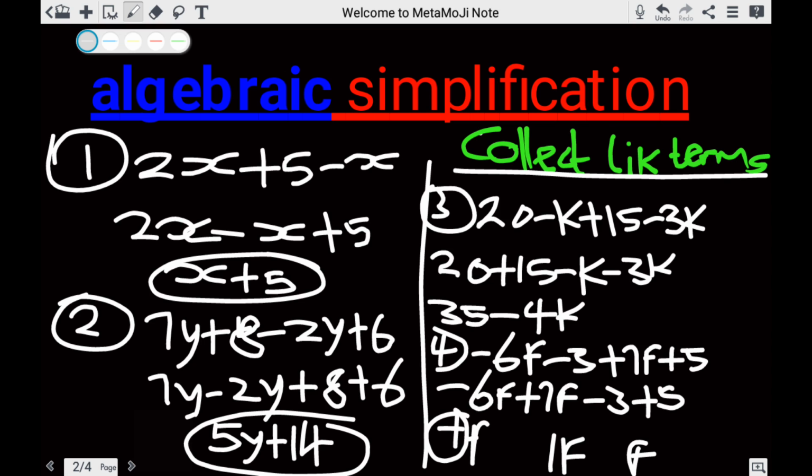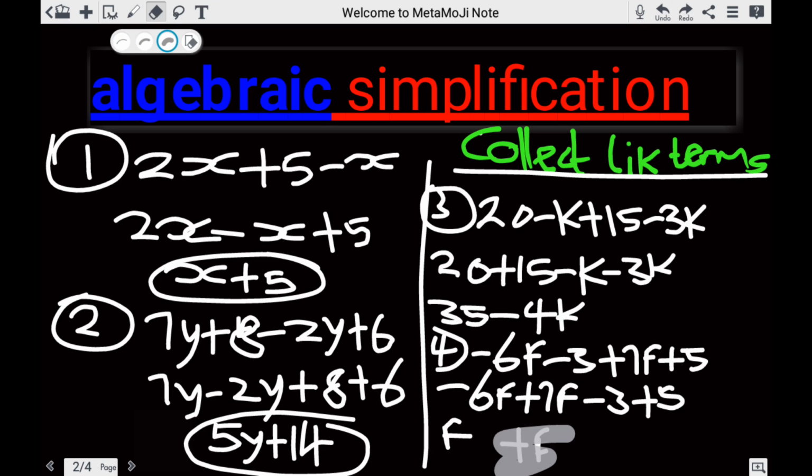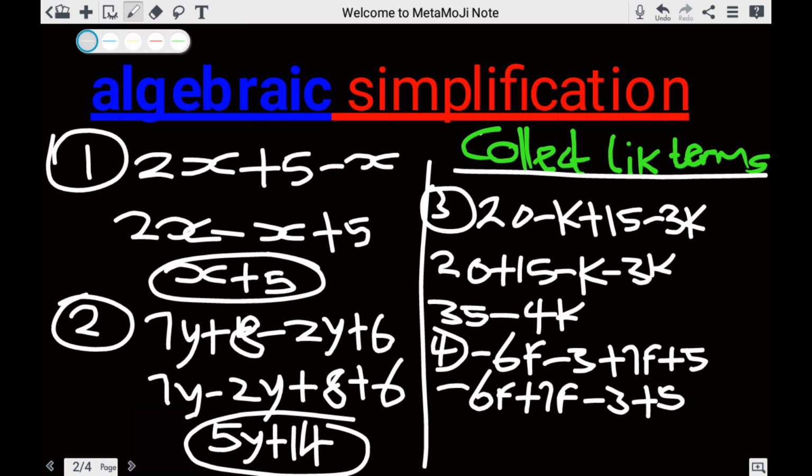But for 1f, don't write 1f, simply write it as f. By the way, for this plus, you don't need to write that plus down. Simply write it as f, not plus f. Plus f and f are the same. But if you want to be considered good in maths, you don't need to write something that is not significant or that you really don't need to write. Simply write f. f and 1f are the same thing.